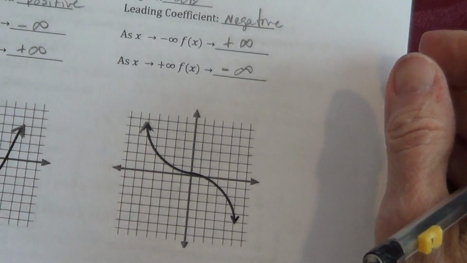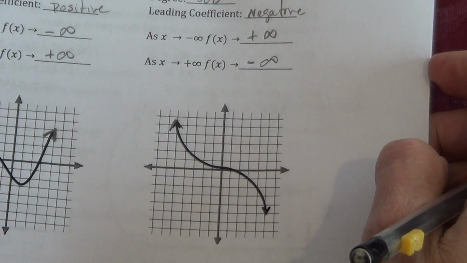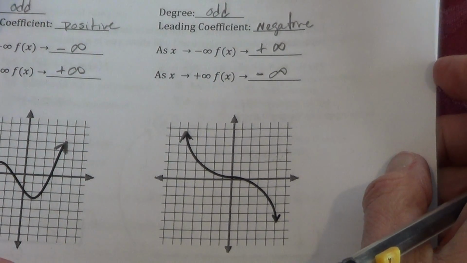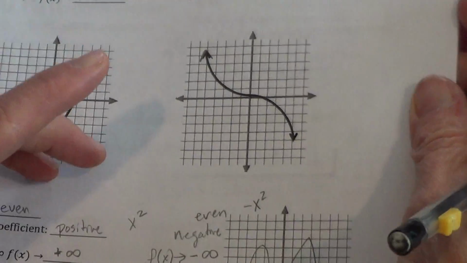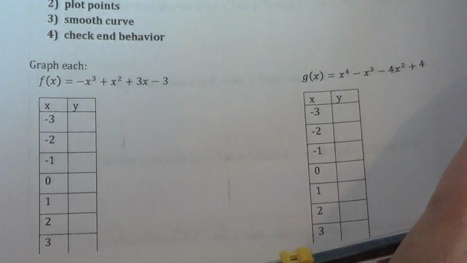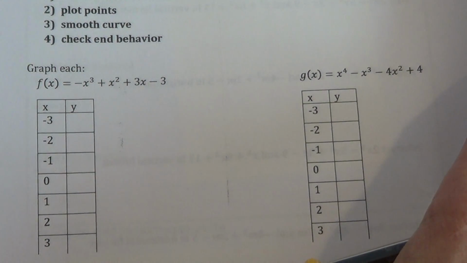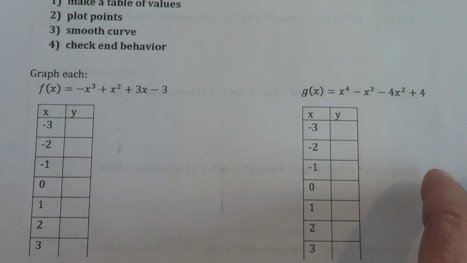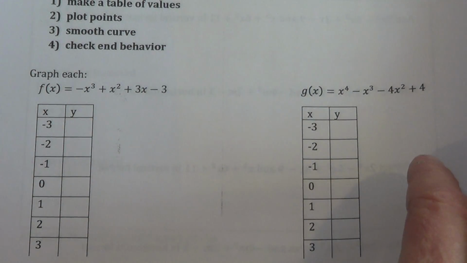So become aware that that is a pattern that we see in all graphing. Anytime the degree is odd, those are the end behaviors. Anytime the degree is even, those are the end behaviors. You need to become familiar with that. Now, on the next page, I have you go ahead and graph some polynomial functions. Mainly, I want you to think about the end behavior.